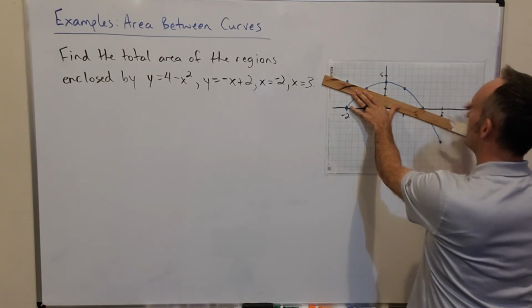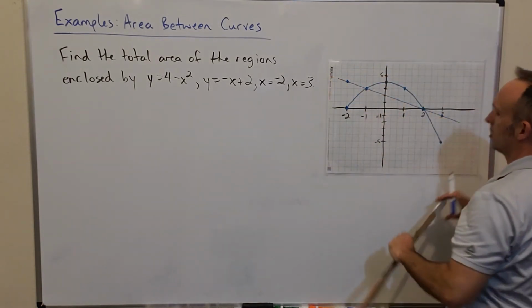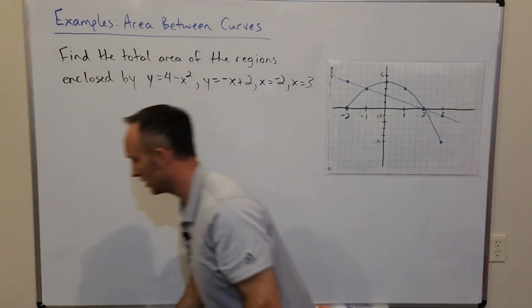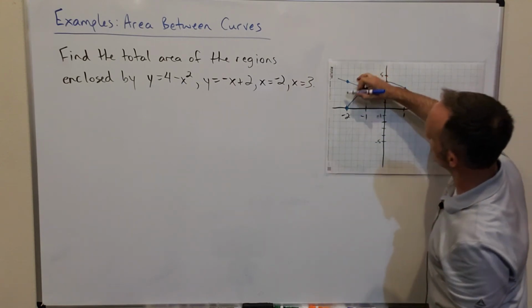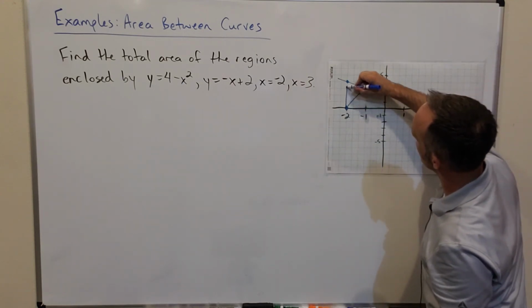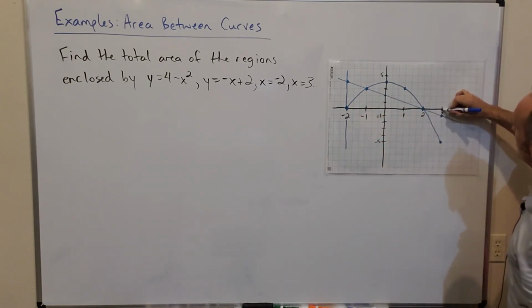Yeah, something like that. And so there's our line. Okay, no problem. And then I've got the vertical line, x equals negative 2, which is this line right here. And x equals 3, which is this line right here.